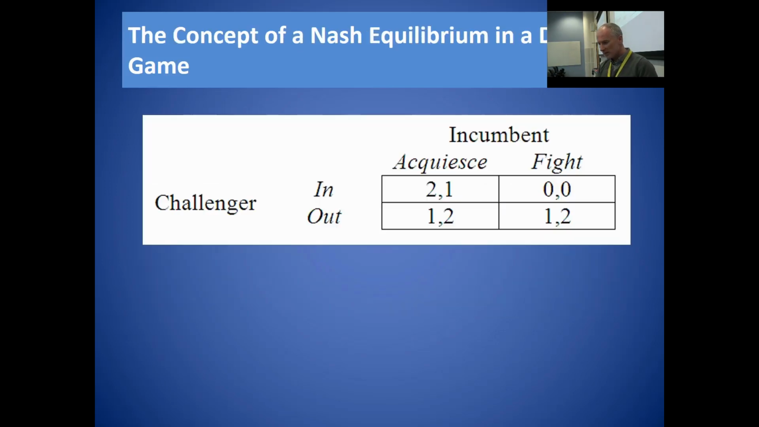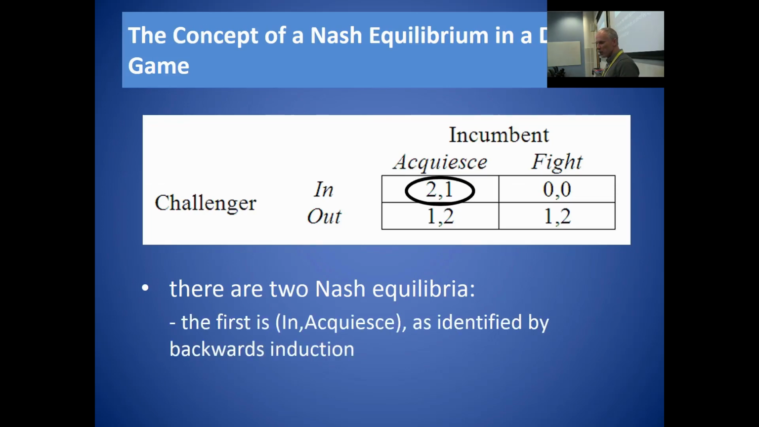So, in this game, there are 2 Nash equilibria. One in the top left, where the challenger chooses to enter and the incumbent chooses to acquiesce. Well, that was the exact same outcome that we argued through intuitively 5 minutes ago. That was the outcome that I said to you was identified by that process of backwards induction. So that outcome is a Nash equilibrium. So that all augurs well. That sounds good. It's not a problem.